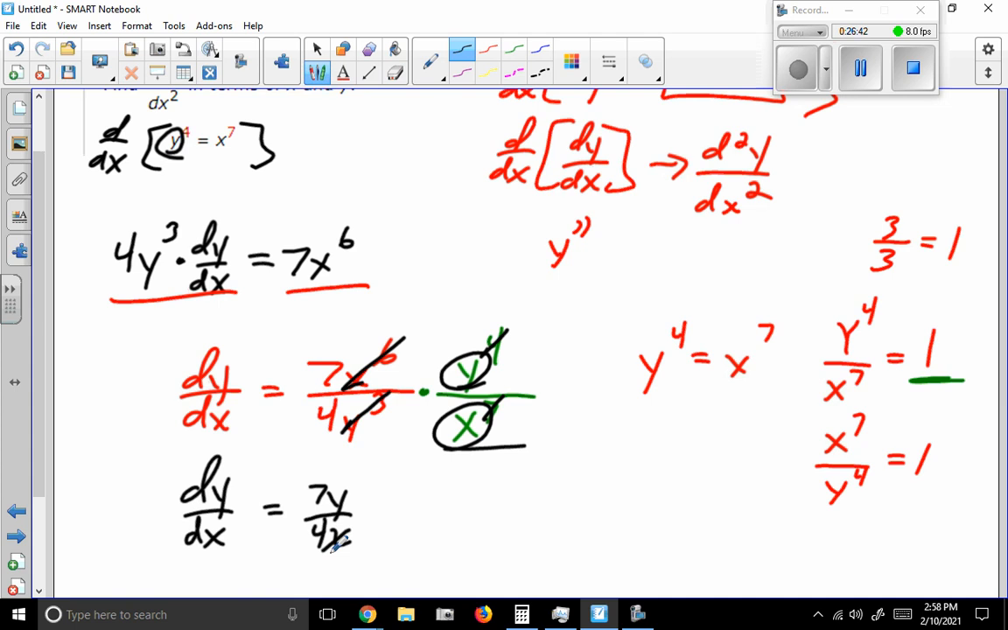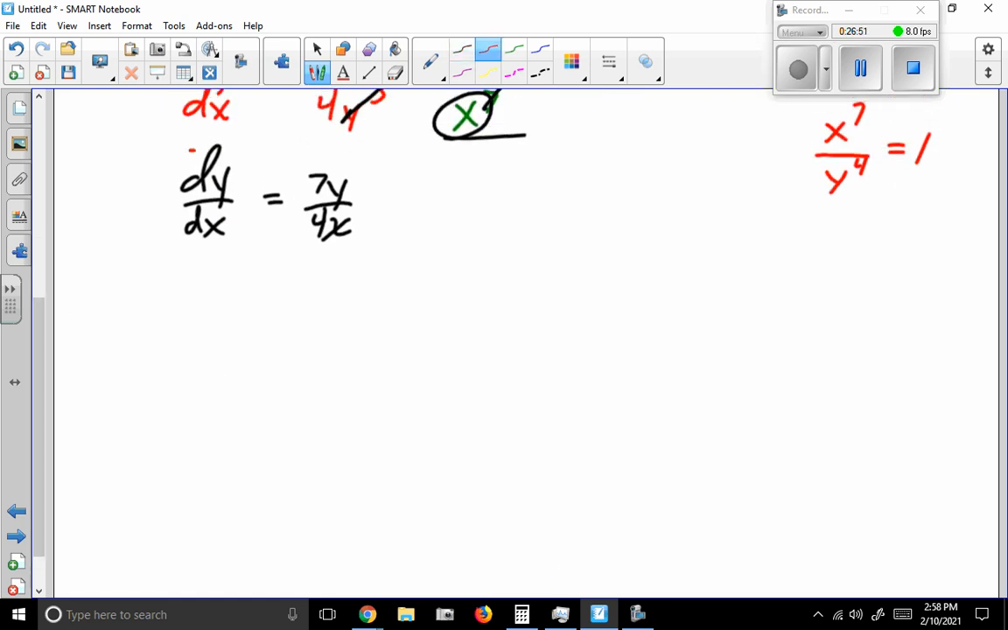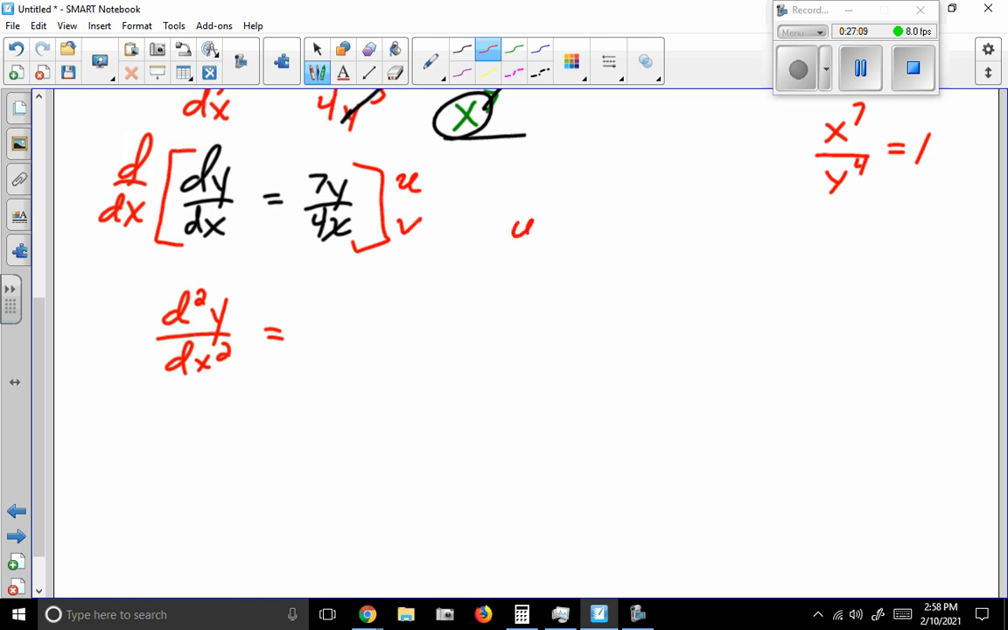Did we have to reduce it like that? No, not necessarily. But having smaller exponents does make our answer a little bit simpler. So now that we've simplified the first derivative, now let's take the derivative again to get the second derivative. So on the left side, this is the second derivative of y with respect to x. On the right side, we have a quotient. So we're going to call the top u and the bottom v. So u is 7y. That'll make u prime 7 times the derivative of y, dy dx. V is 4x, so v prime would be the derivative of 4x, which is 4.